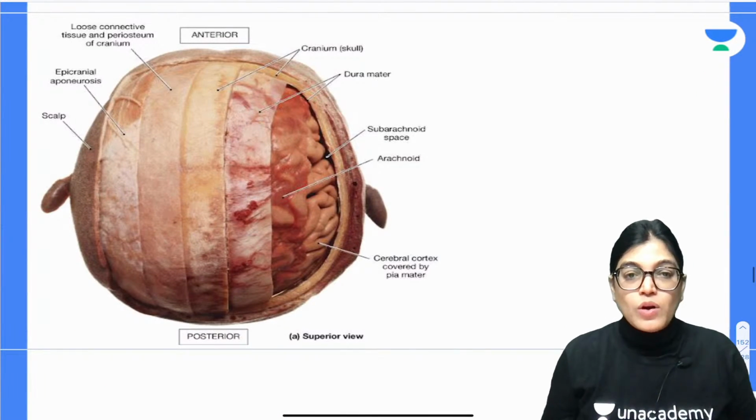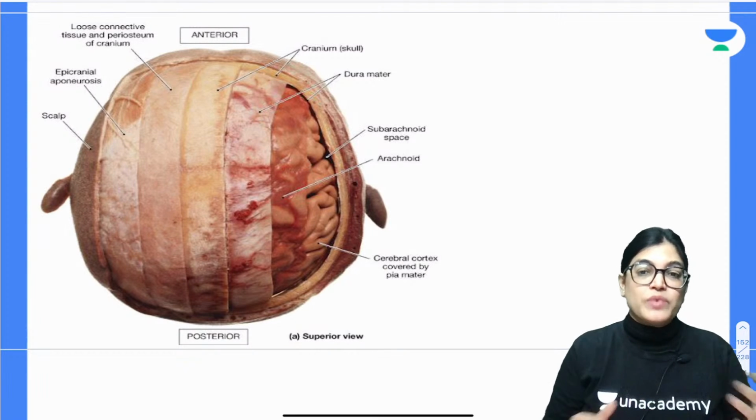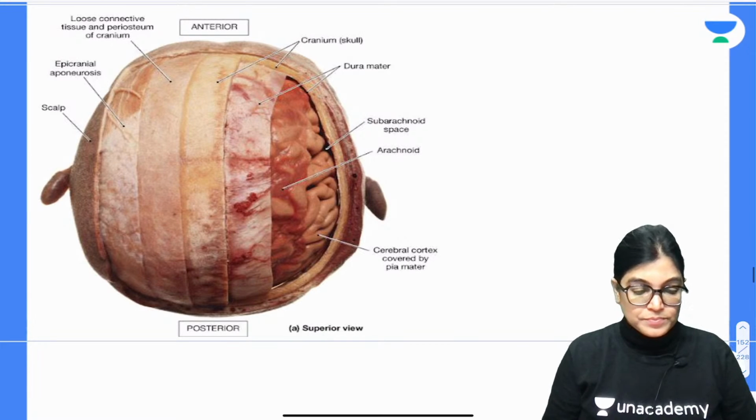The first thing which I want you to know is about the dural folds. This is a cadaveric image where you can appreciate the dural folds.